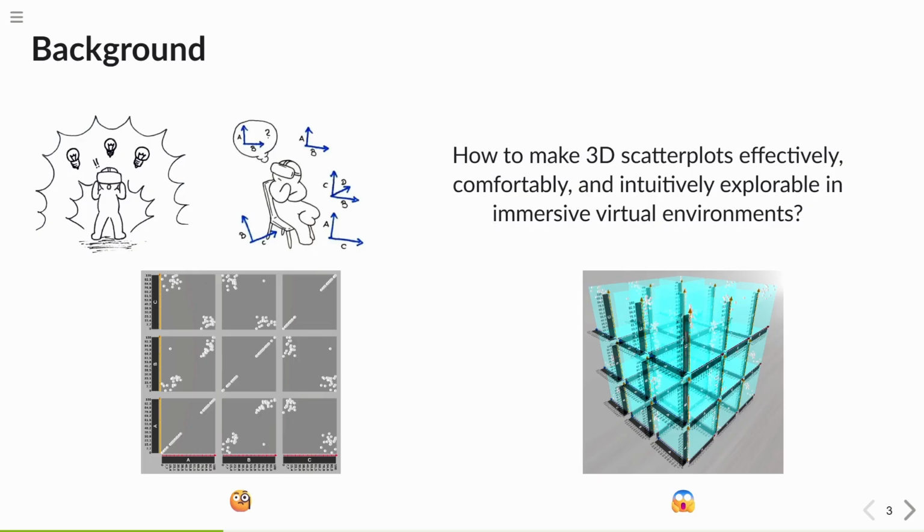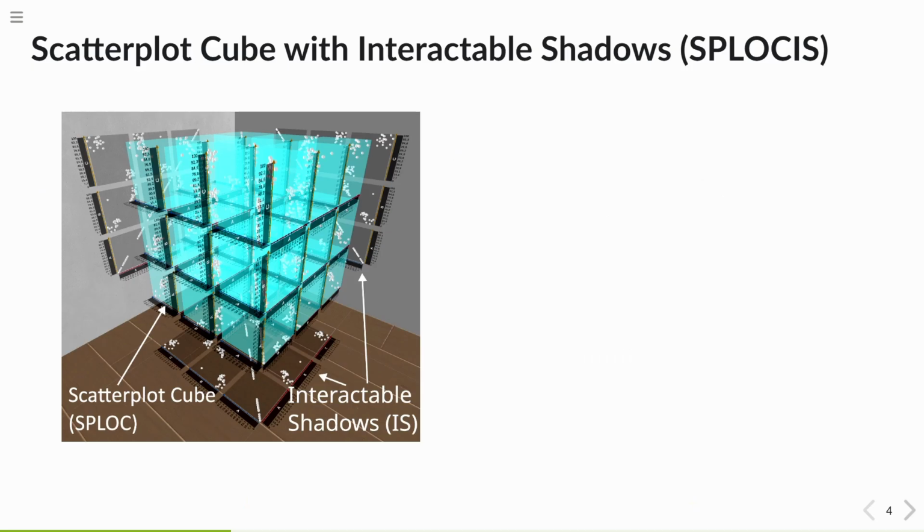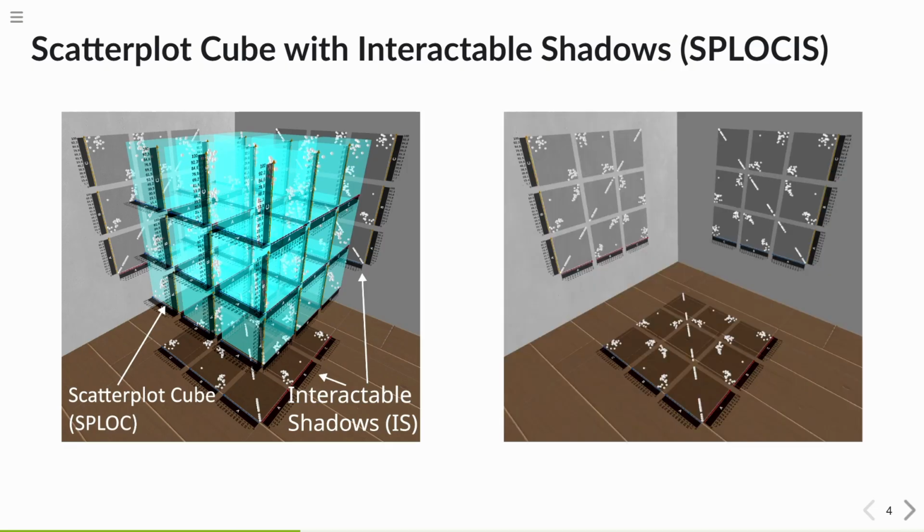However, the third dimension and immersive nature of VR offer novel opportunities for extending the idea of SPLOMs to 3D. That is why we propose a novel immersive data exploration system called SPLOCIS, scatterplot cube with interactable shadows. Our concept is based on 3 SPLOMs positioned on the floor and 2 walls in the virtual scene. The SPLOMs form the interactable shadows and span the so-called scatterplot cube, which contains every 3D plot.